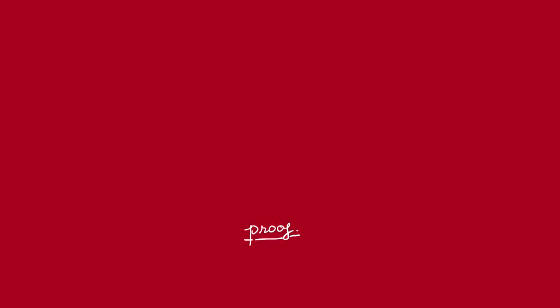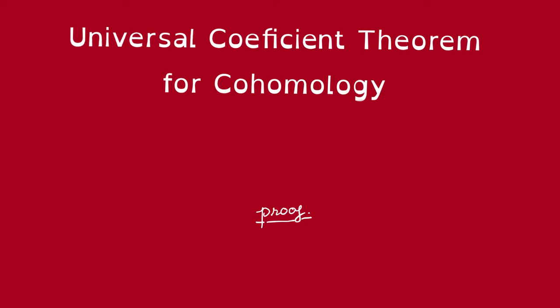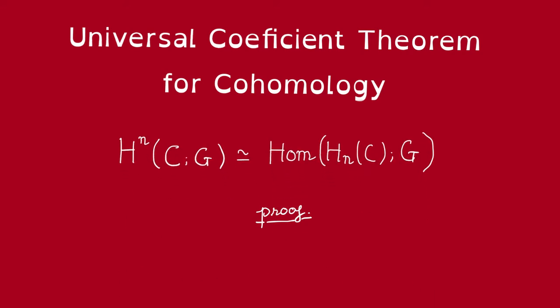In this video, we want to prove the universal coefficient theorem for cohomology. Recall that we were hoping that the cohomology group and the homology groups of a chain complex would be dual to each other. Well, it's going to be true if G is free abelian, but it's not true in general.